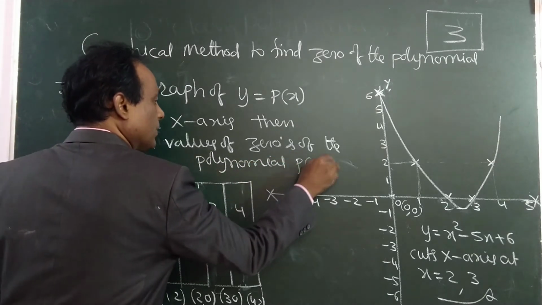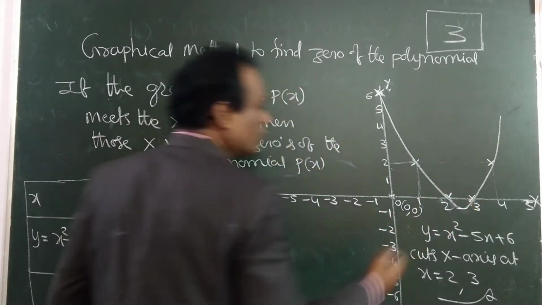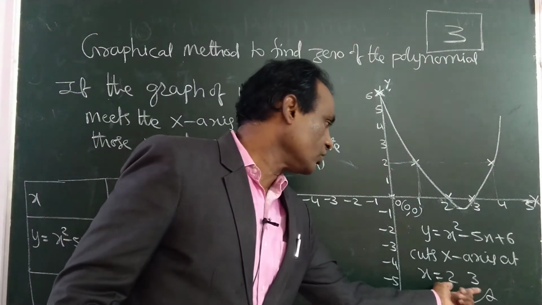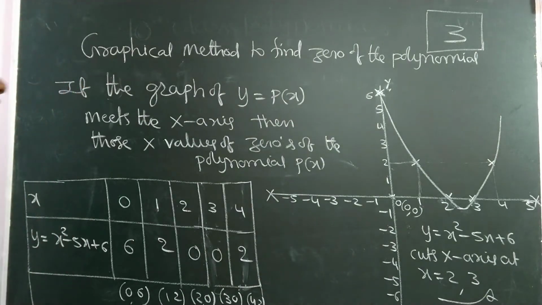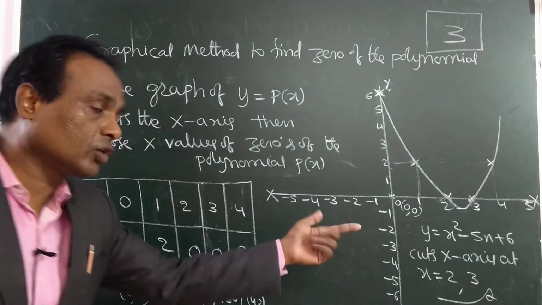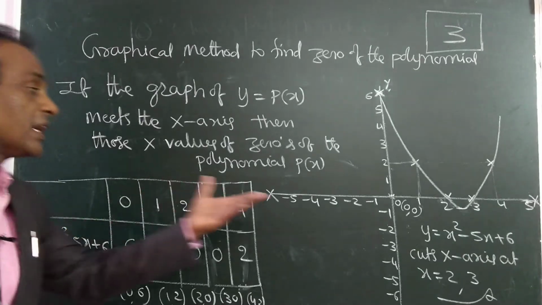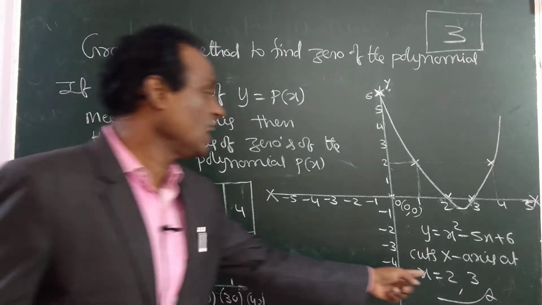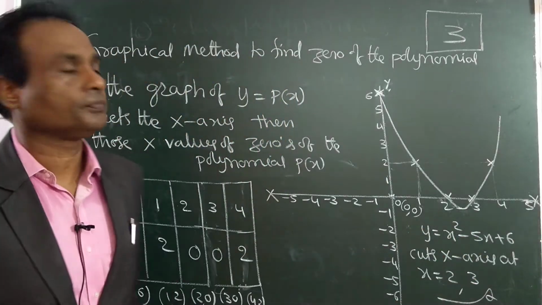Wherever the graph is meeting the x-axis, those values are called zeros of the polynomial. Here it is meeting at 2 and 3. So 2 and 3 are the zeros of the polynomial. Depends on the degree, because this is a second degree, at most we will get 2 answers. If it is a third degree, we may get 3 answers. But we don't have third degree problems. But generally I am explaining. As per the degree, we will get at most that number of answers.